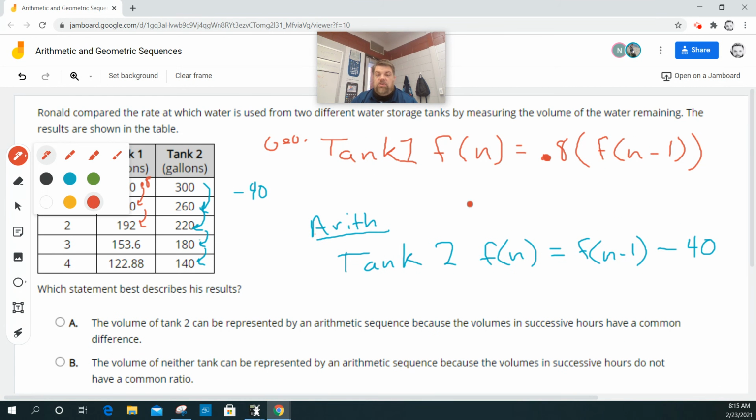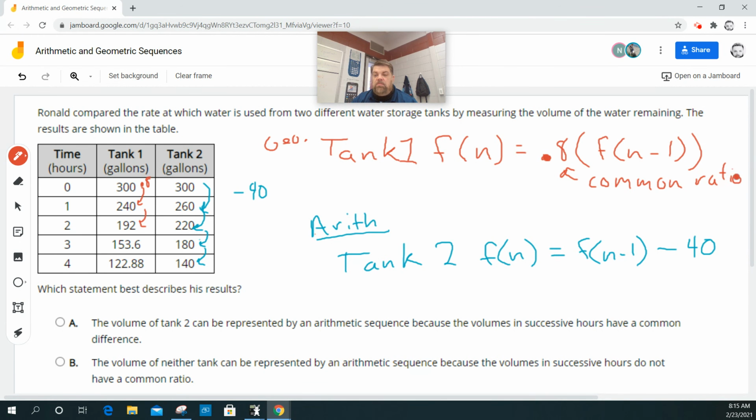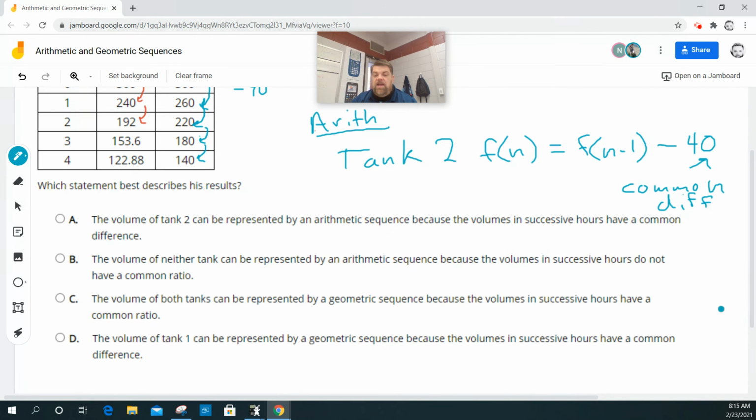So let's make sure, because I don't want you guys to get confused on this. This is a common ratio. Common ratio means you're multiplying this by the same number. So ratio is referring to what you're multiplying by. However, this term right here, the negative 40, whatever you're adding or subtracting is called a common difference. So B says it can't be arithmetic because there's no common ratio. Well, that just doesn't make any sense because the common ratio isn't even associated with an arithmetic sequence. I'm thinking it's A, but we'll read the rest.